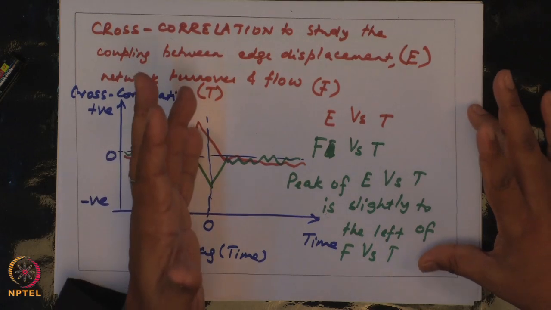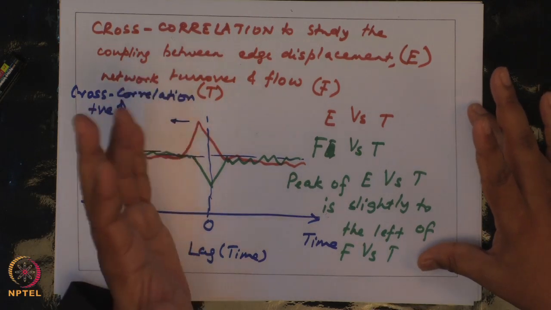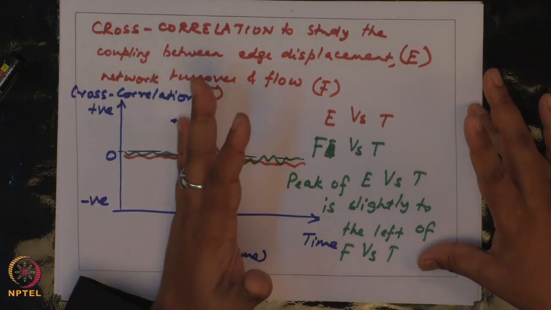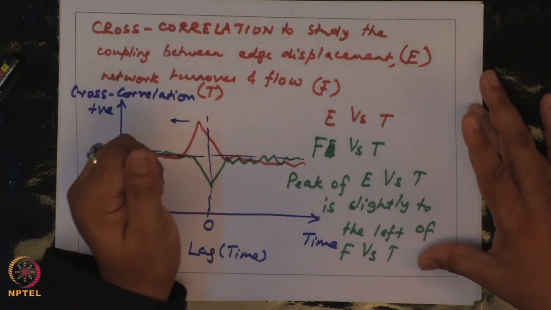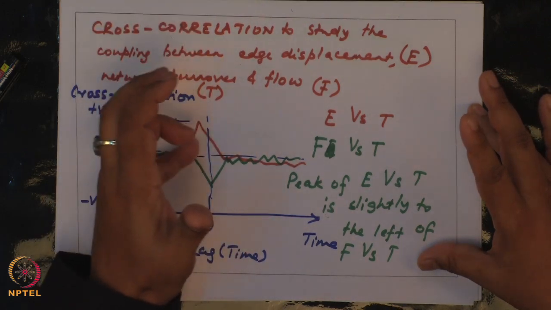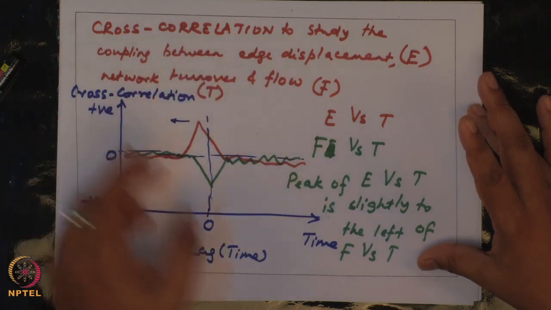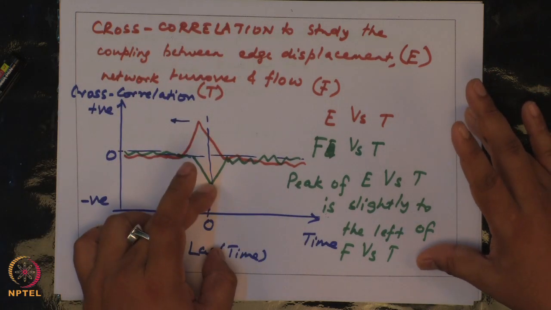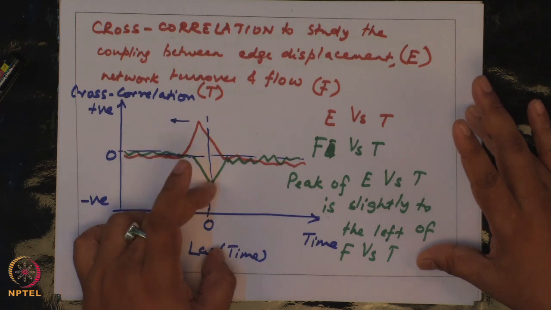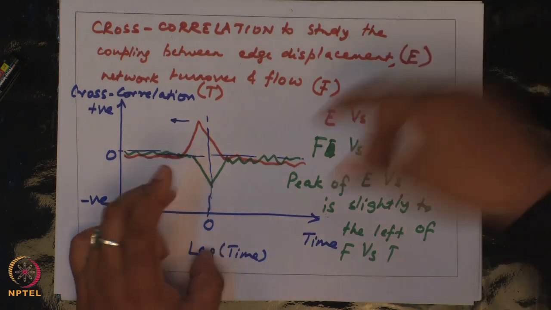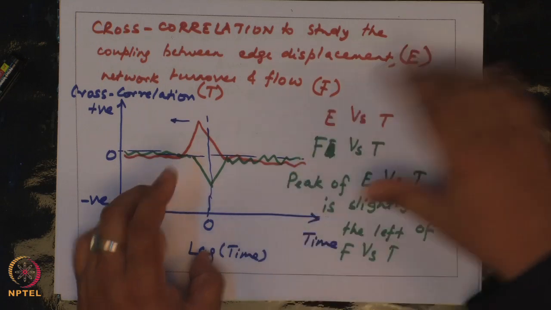You have a peak in edge versus turnover, and right after that positive peak, when the edge moved ahead, your correlation dropped. There was a corresponding flow, and this flow was backward, because the turnover is positive and the flow is backward, so you have a negative correlation.